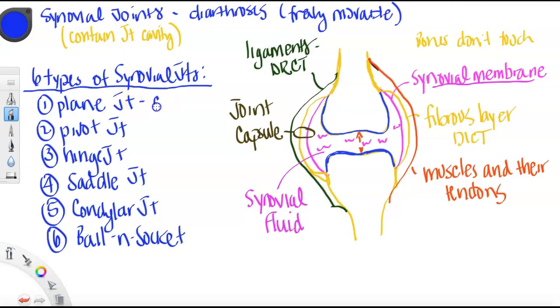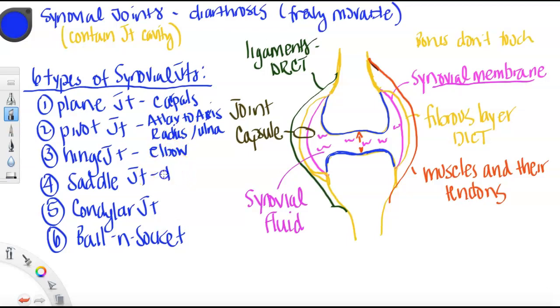So the plane joint you're going to see like in the carpals. They just glide on one another. The pivot joint you can see at atlas to axis, and the annular ligament around the radius. So the radius to ulna. The hinge, of course, is the elbow. And we have other hinge joints too, like the TMJ, temporomandibular joint, and the knee. Those are just modified hinge joints.